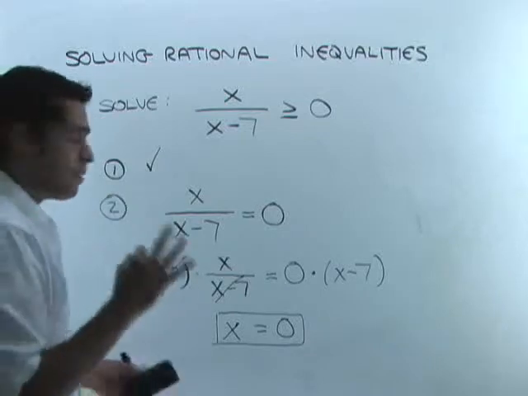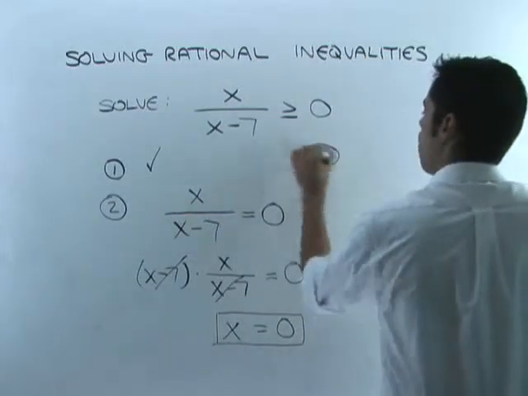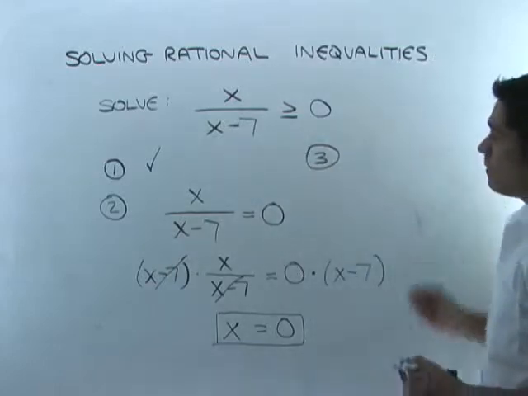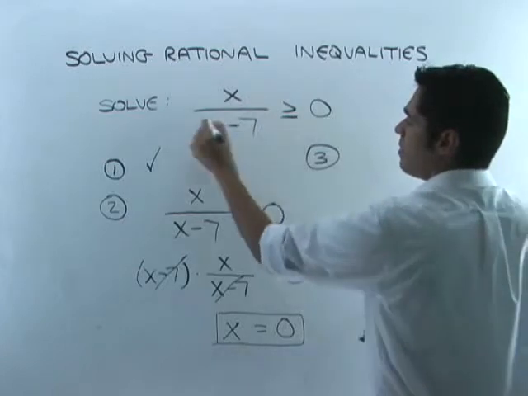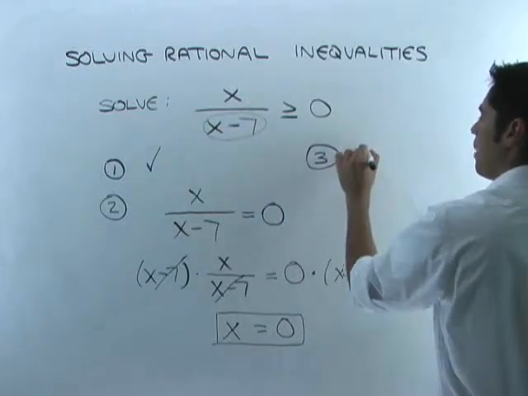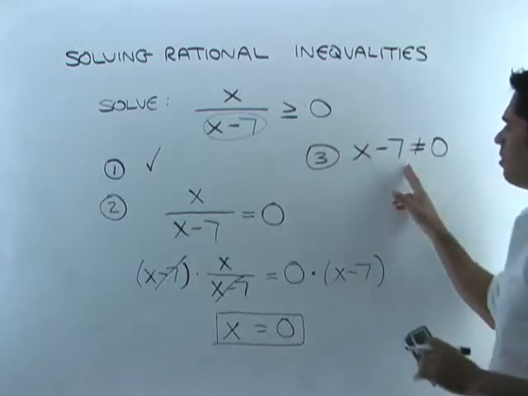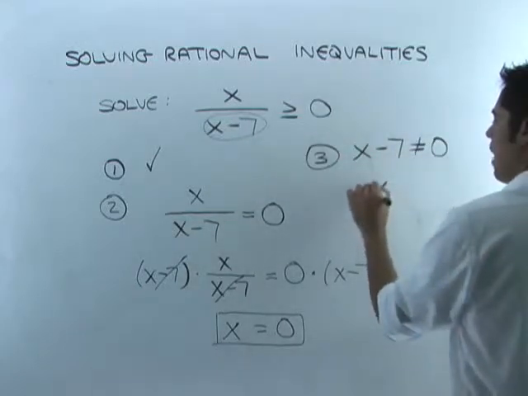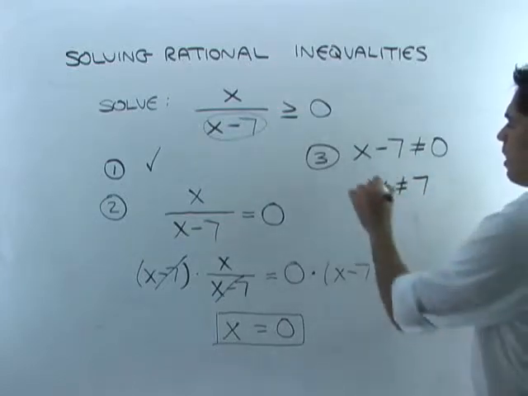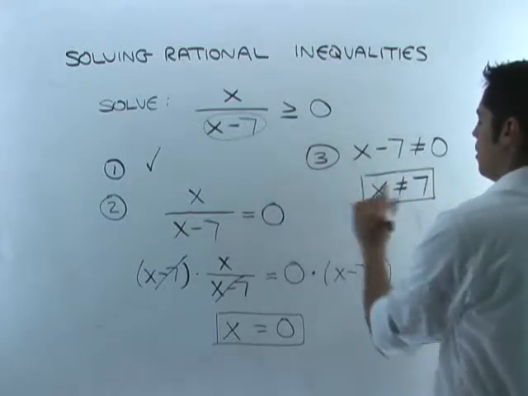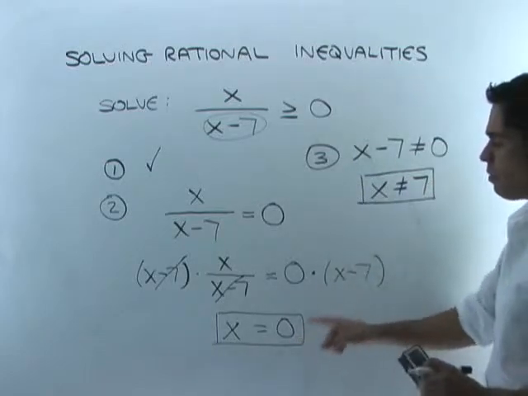Now we move on to step 3. Step 3 says to figure out where your rational expression is undefined. So I go back to the original one here, and I look at the denominator, and I need to say to myself, remember, x minus 7 cannot be equal to 0. If it's 0, then we have division by 0. So x cannot be equal to 7. If it's 7, then it's going to be undefined. So the number 7 and the number 0 are going to be our important points.